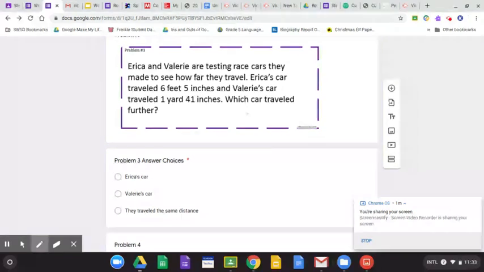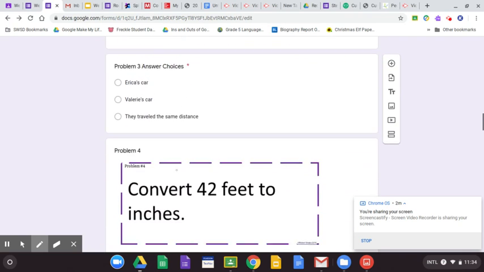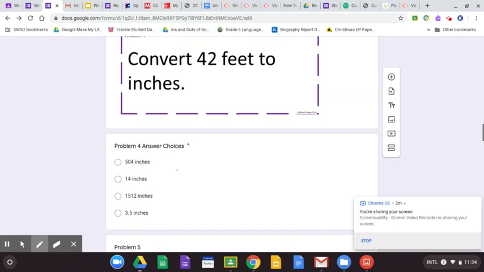So this one says Erica and Valerie are testing race cars that they've made to see how far they travel. Erica's car travels 6 feet and 5 inches, and Valerie's car travels 1 yard and 41 inches. Which car travels farther? So you have to make sure everything is in the same unit of measurement. So here I would take the 6 feet. I would put everything in inches because these both have inches in them. Make the 6 feet into inches, add it to the 5 inches. Then I would make the 1 yard into inches and add that to 41 inches. Kind of set up as, what would Erica be in total inches, and what would Val be in total inches? And then figure out who traveled the farthest. So this one, I think you guys can handle.